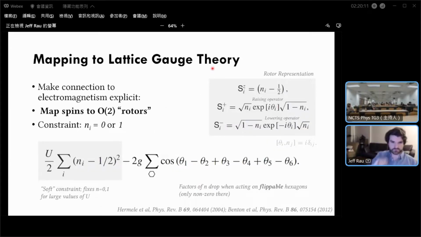Okay, and you might worry about these ends here that show up, but if we're fixing this constraint, these drop out as well from the 6-spin interaction. So this, in principle, if we take this u goes to infinity, is a perfectly good mapping. It's not clear that it's useful, but it's a perfectly good rewriting of our spin model.